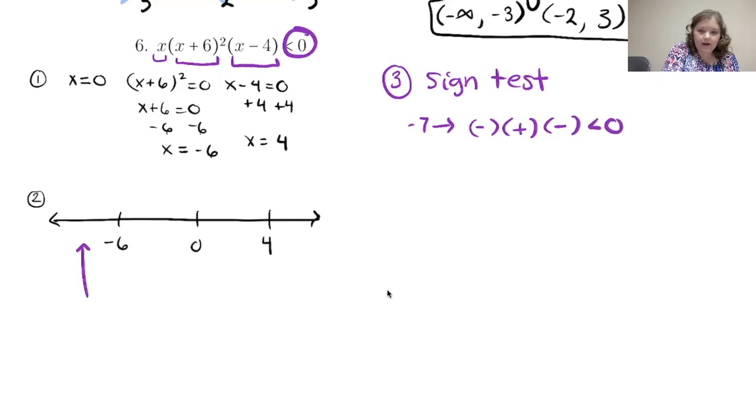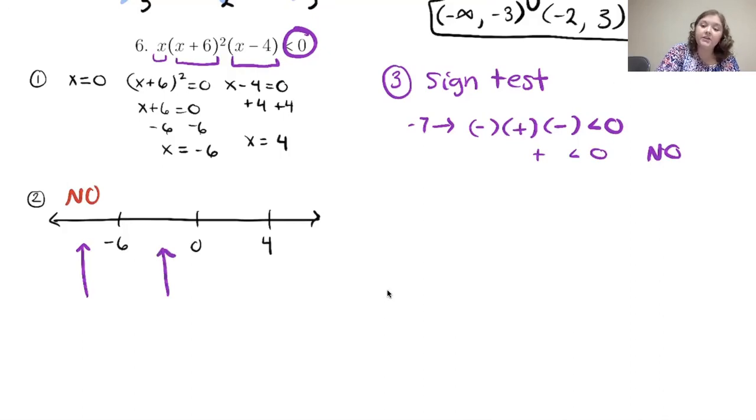So negative times negative is a positive, which is not less than 0, so that is not true. And so no for this one. Okay, then we will try the next interval, -6 to 0.